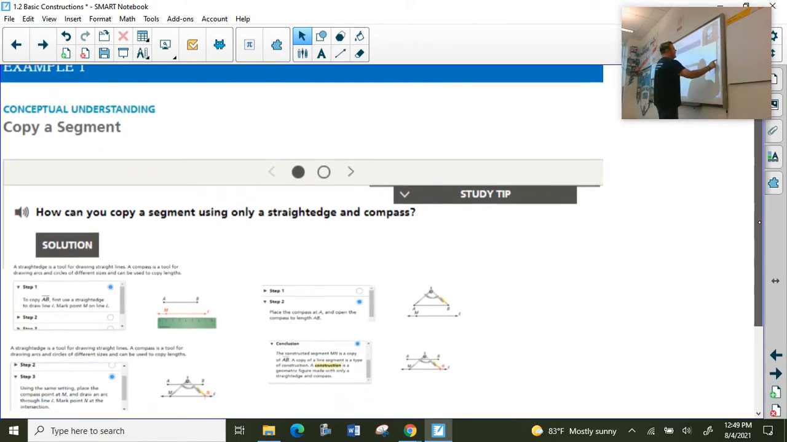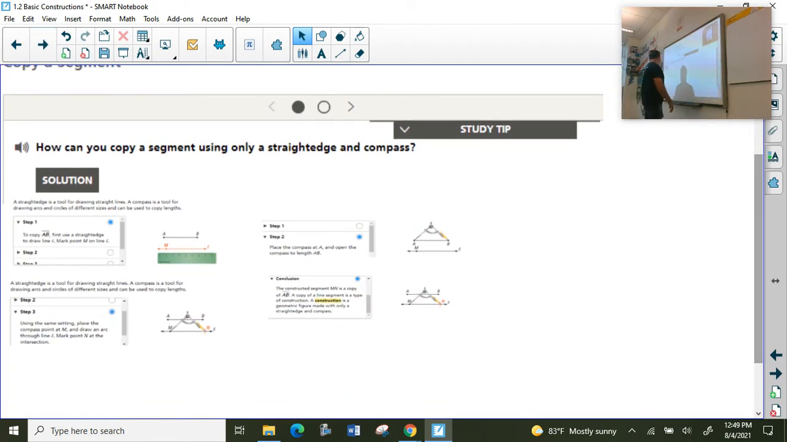This first one, we're just going to copy a segment. It says, how can you copy a segment using only a straight edge and a compass?